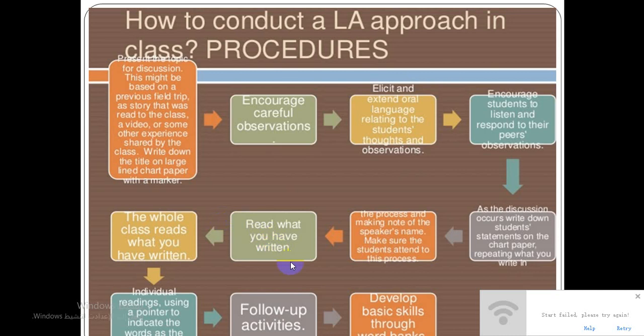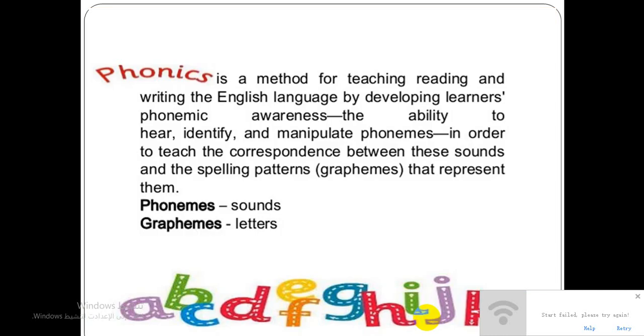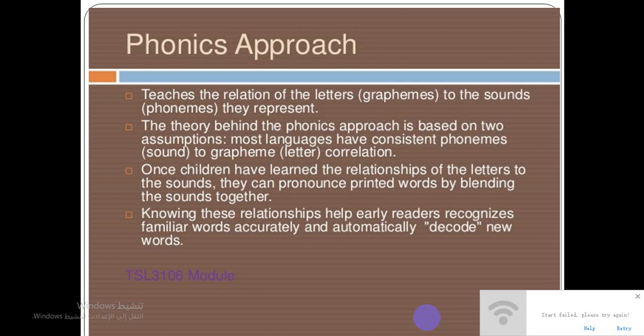Read what you have written. The whole class reads what you have written, after that reading, using a pointer to indicate the words. After that, follow-up activities, and the last procedure is to develop basic skills through word banks.